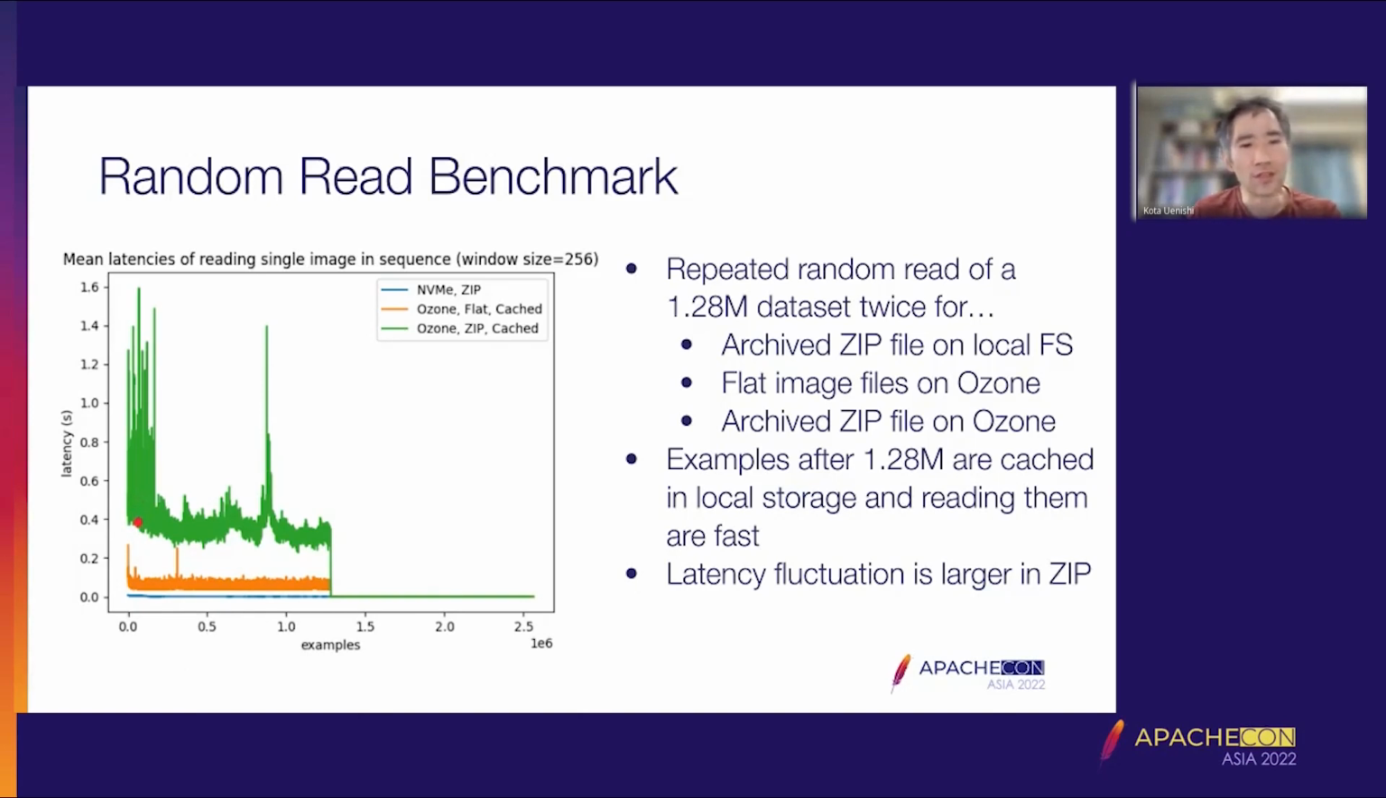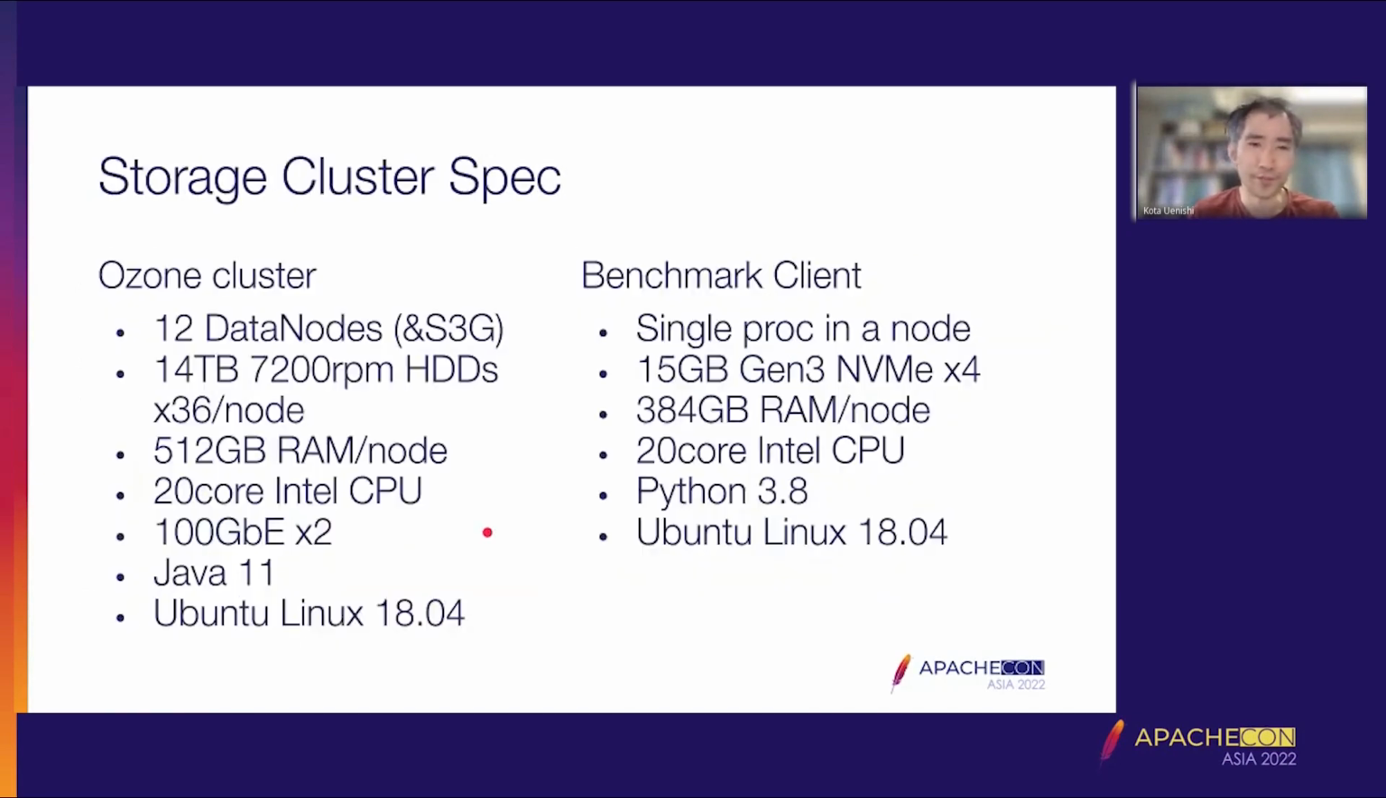Like we have 400 milliseconds to get a single image from such a zip file. On the other hand, reading from the local NVMe is very fast, like less than 100 milliseconds, or like 10 milliseconds latency for randomly reading a single image file.